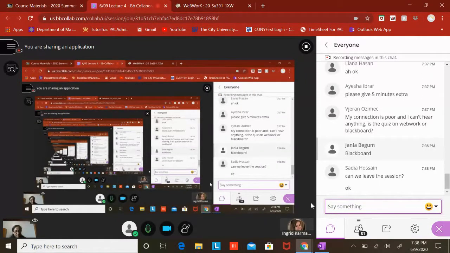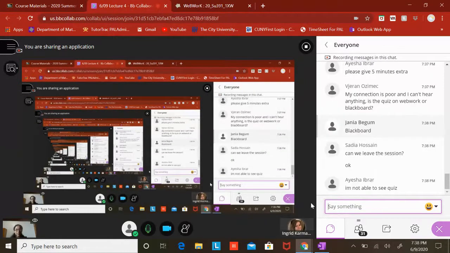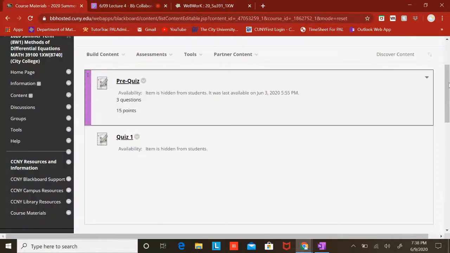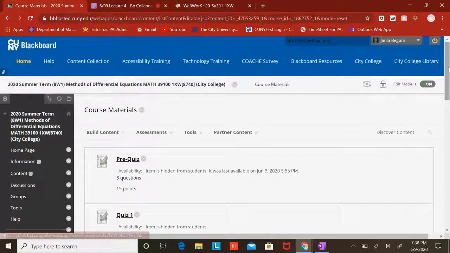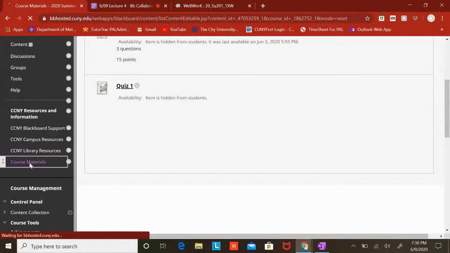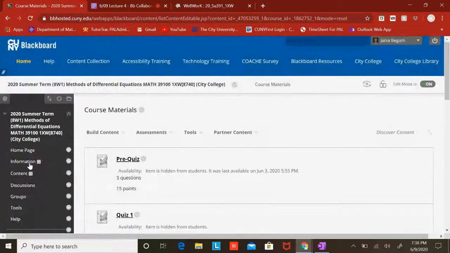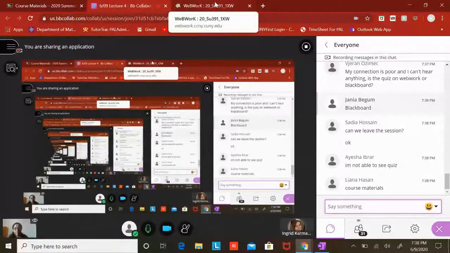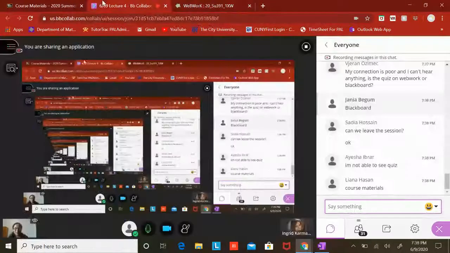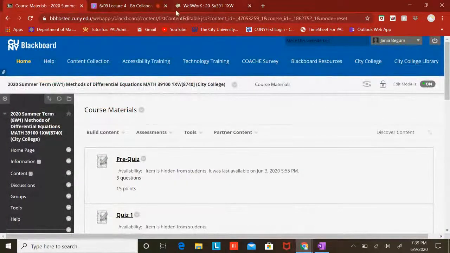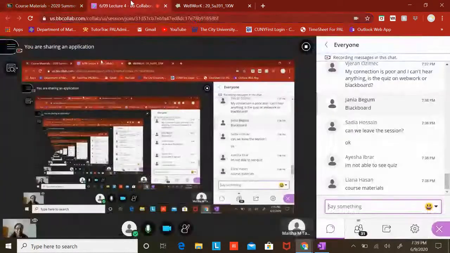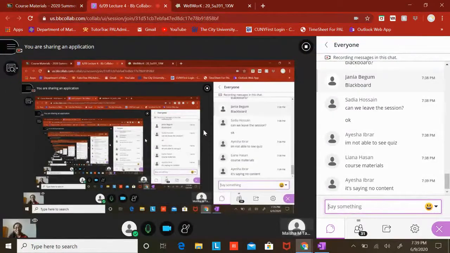Professor? Mm-hmm. Where is the quiz exactly on Blackboard? Like, where do I click? All right, if you go back to this page, on the left side there's a component that says course materials. Do you see the quiz? I don't see anything. Maybe wait another minute or two. It should pop up right over there. Or just refresh the page.